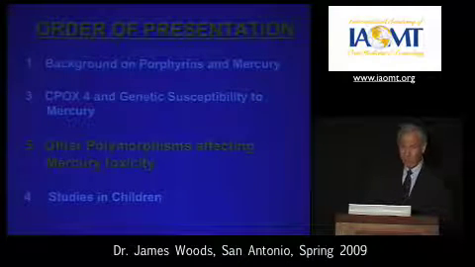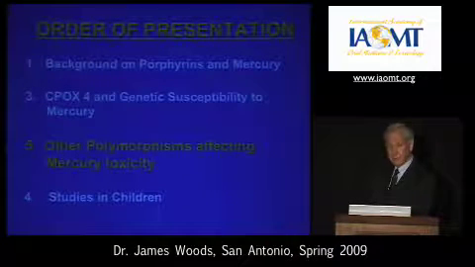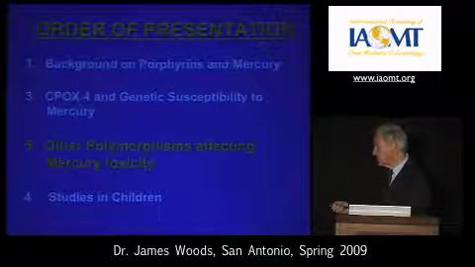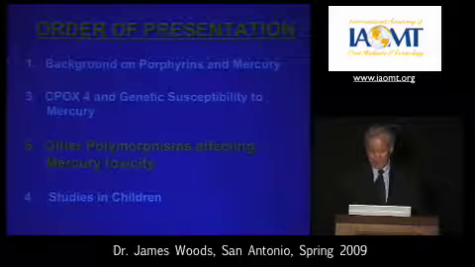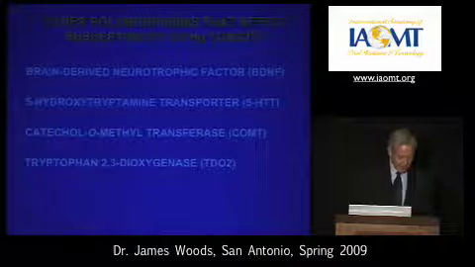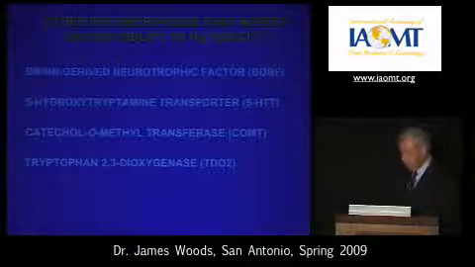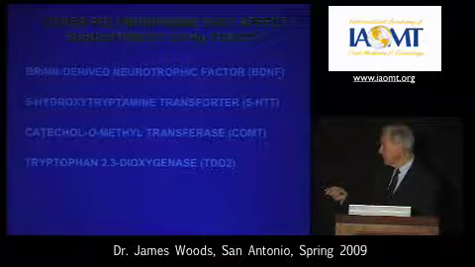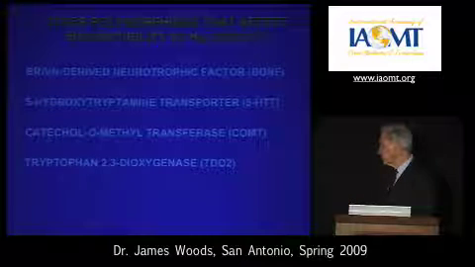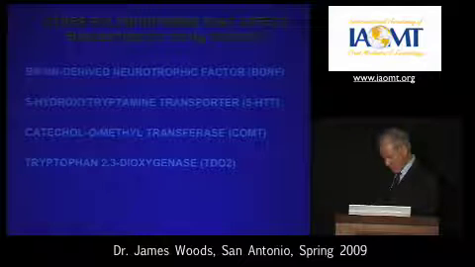CPOX4 is not alone as far as its ability to affect mercury neurotoxicity, or to lower the threshold as we describe it. There are quite a number of others that have been defined, and some we have already investigated. Here are 4 of them that we've looked at in pretty close detail or are currently looking at. Brain-derived neurotrophic factor, the 5-hydroxytryptamine transporter, catechol-O-methyltransferase, and another one called tryptophan dioxygenase.